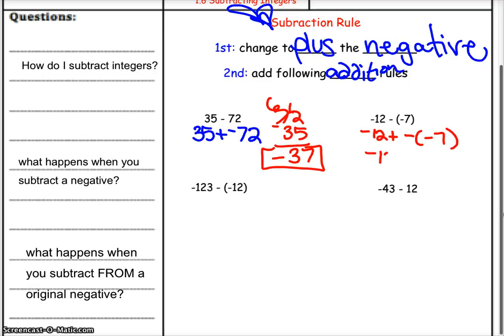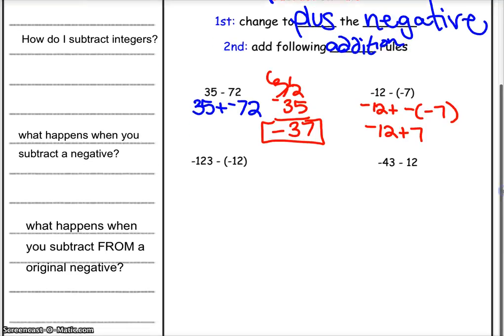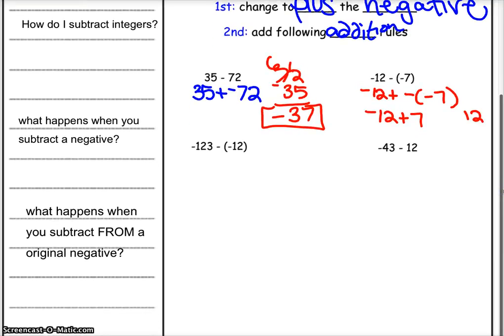So this is what I do when I'm doing my math. I just jump from there to there, because I see minus minus just turns to plus, right? So now I go 12, they're different signs, so take their difference. 12 minus 7 is 5, and I have more negatives. Negative 5.